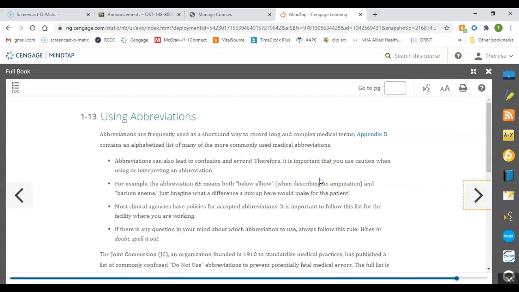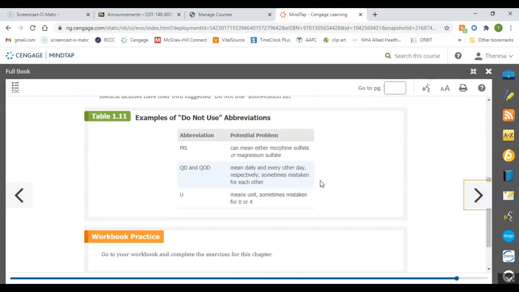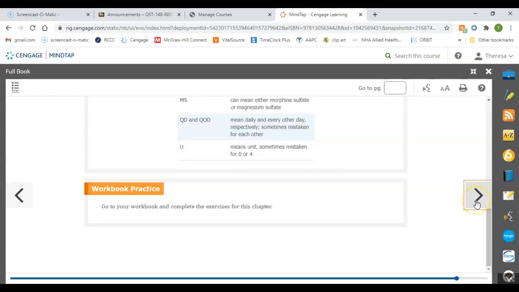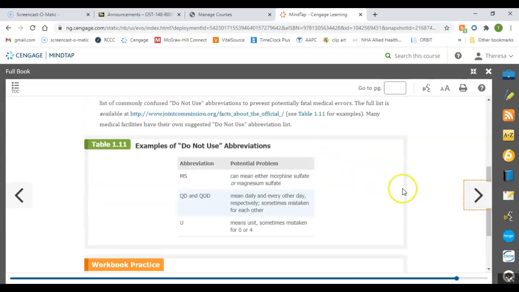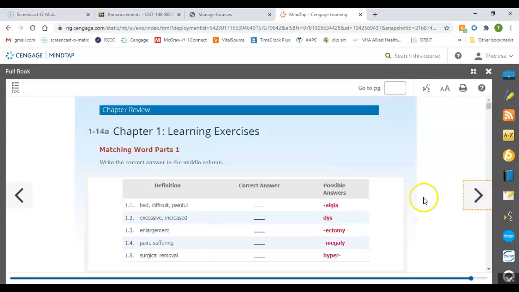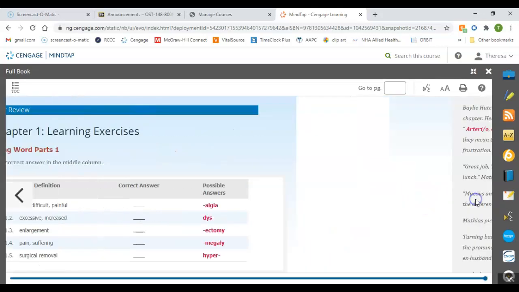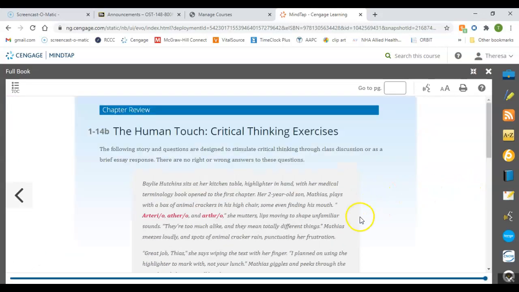And then it gives you a little bit on abbreviations and how they're used. QD means every day. QOD, every other day. U is for a unit. And your book's going to have that information in the back of the chapters once we get into more of the anatomy and physiology parts. And then it's got some exercises back here. So most of those are already in your chapter to do through MindTap. So you don't need to worry about this back part here.